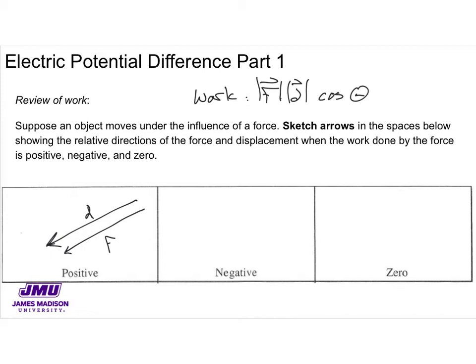I'd also like to point out that if you have an object displacing like this and a force acts on it that is in the exact opposite direction, we can still use the absolute values for the calculation, but then for the cosine theta, we would have a theta of 180 degrees. I also want to point out that it does not have to be 180 degrees to give us a negative work value.